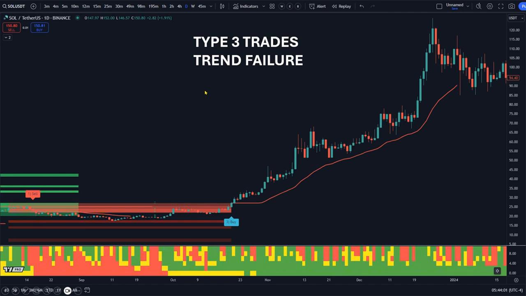Type 3s now, these are trend failures. Okay, so I've got two examples. This first example is on Solano. I mean, I actually took this trade. Again, I did this manually before we had this, because this is a strategy that I've been using for years. So I bought Solano down around about $25 and sold it all the way up here at 150.